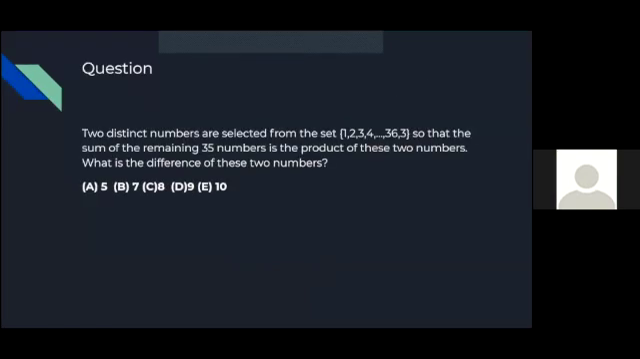2021 AMC 12B, problem 10. Two distinct numbers are selected from the set 1, 2, 3, 4, all the way to 36, so that the sum of the remaining 35 numbers is the product of these two numbers. What is the difference of these two numbers? A 5, B 7, C 8, D 9, or E 10.